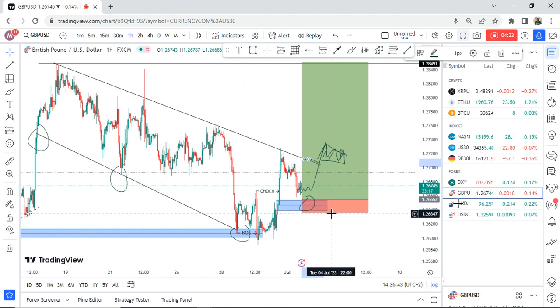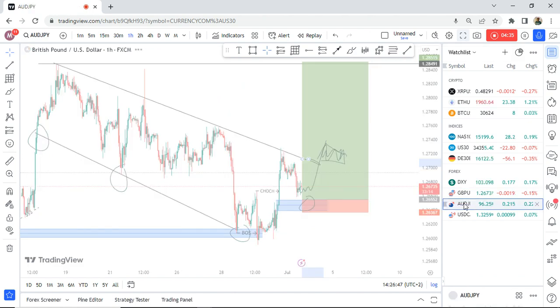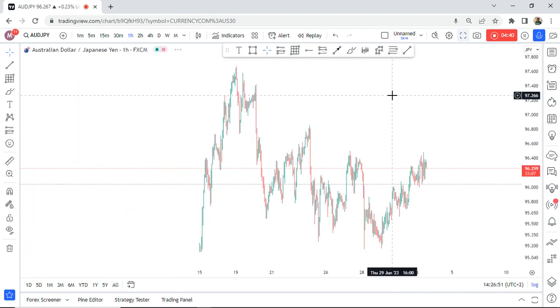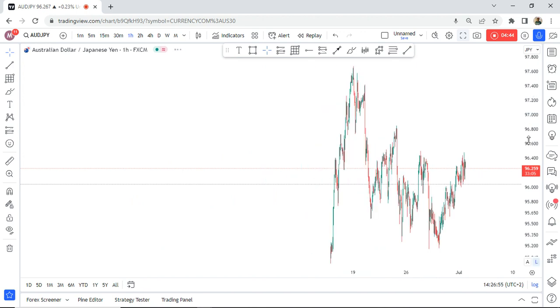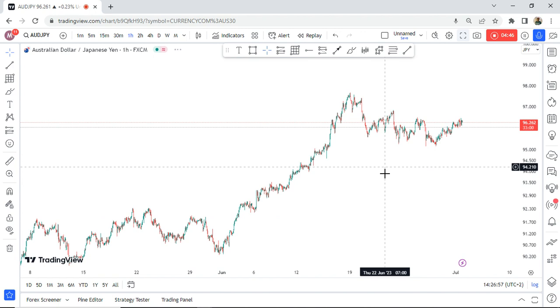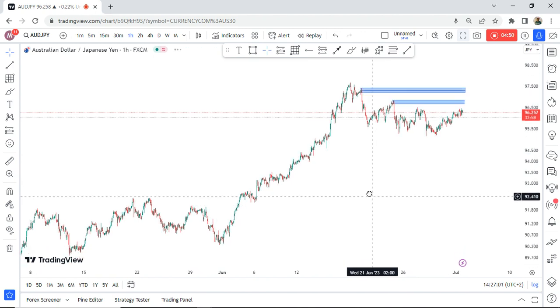Actually, yeah. So the second part is going to be AUDJPY. So let's see what AUDJPY is saving for us. So with AUDJPY, guys, let me just try to zoom out and see the whole of the market. As we can all see, guys, we're in an uptrend.